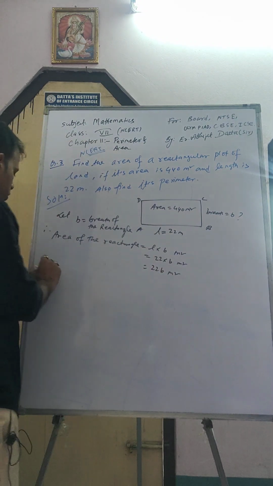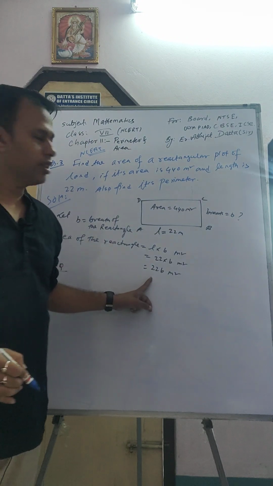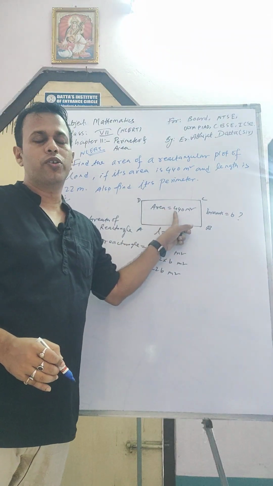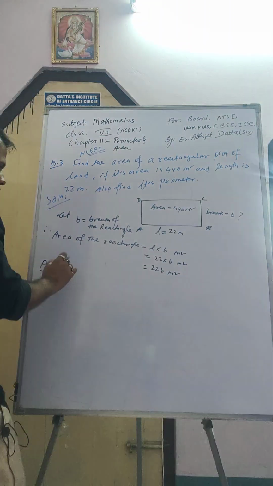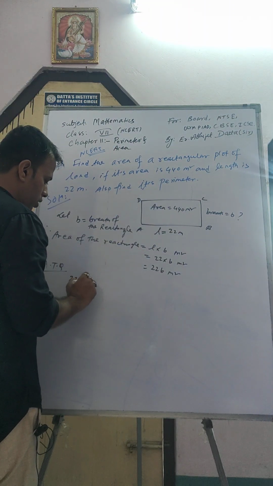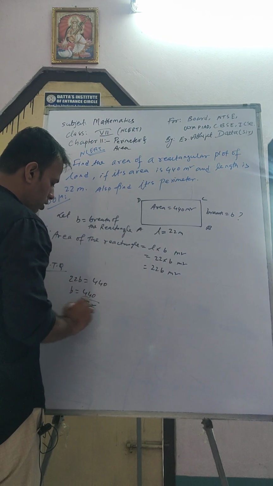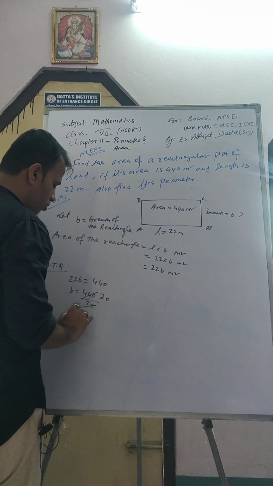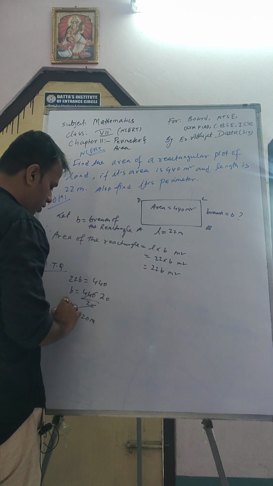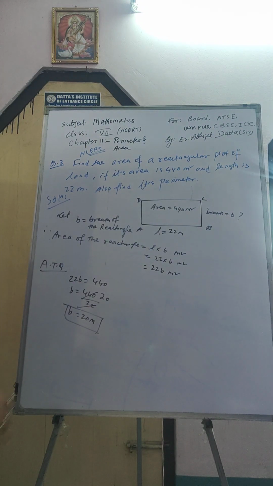Now according to the question, my area of the rectangle is 22 B, and the question has given 440. So according to the question, this area is equal to this area. So 22 B is equal to 440. So B equals 440 by 22. If you cancel this, it will be 20, that is 20 meter. So 20 meter is the breadth.